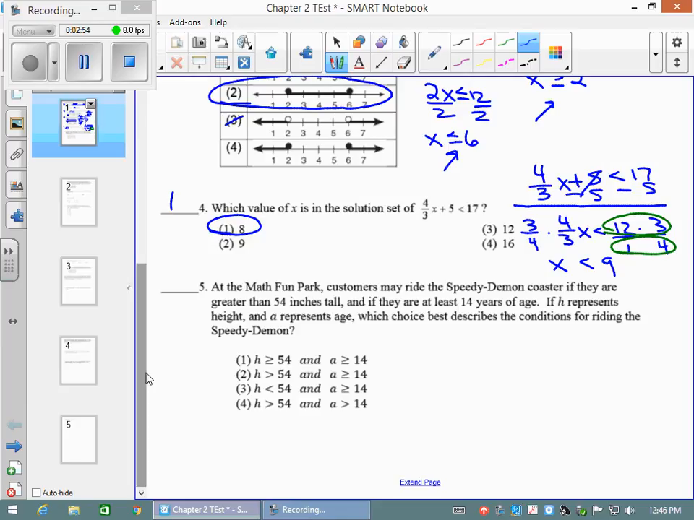Question number 5, you really just need to know the vocabulary. So greater than 54 inches tall means that you're not including the 54, so you could have eliminated choice 1. At least 14 years old means you could be 14 or more. So the correct answer choice would be choice 2.